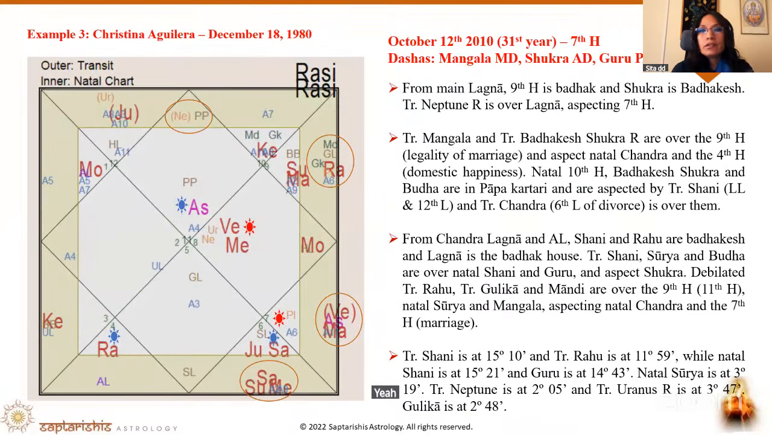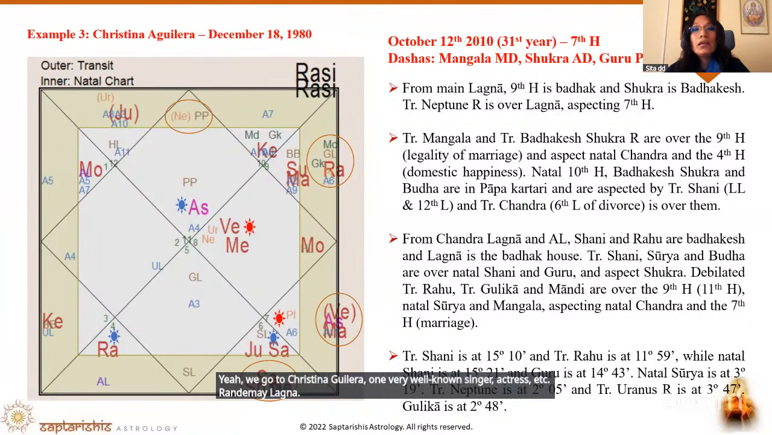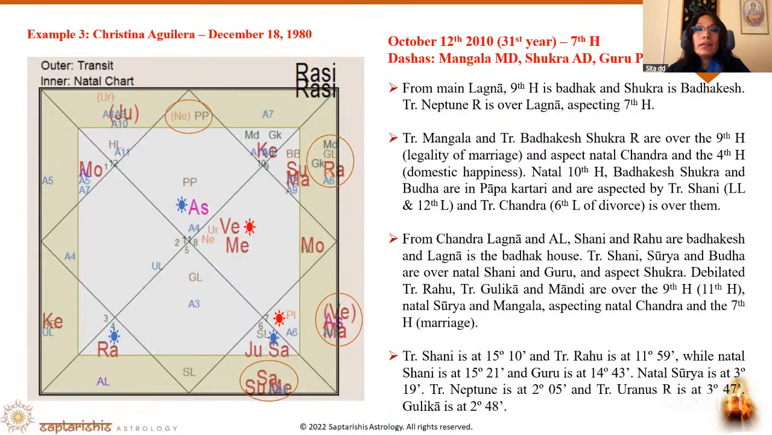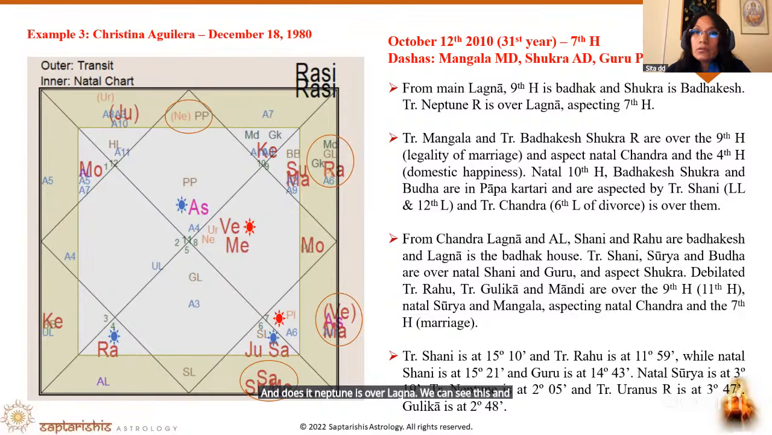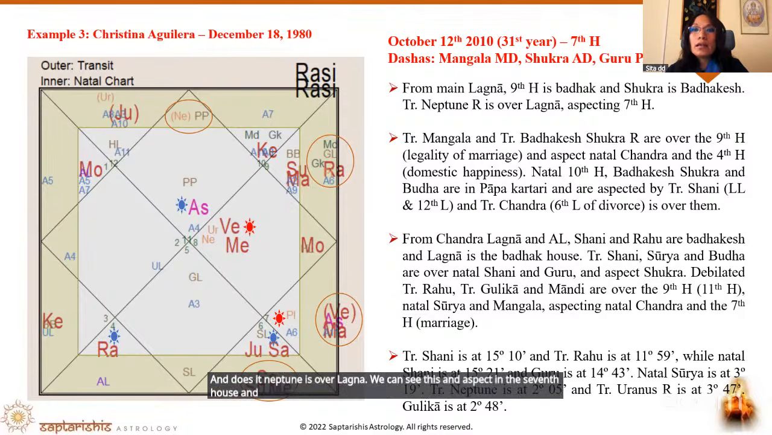We go to Christina Aguilera, a very well-known singer, actress, etc. From the main Lagna, we see that the Badhaka sthana is the 9th because it's Aquarius, and Badhakesh is Shukra. Transit Neptune is over Lagna, we can see this, and aspects the 7th house. And then transit Mangala and transit Badhakesh Shukra, retrograde, we can see, are over the 9th house.